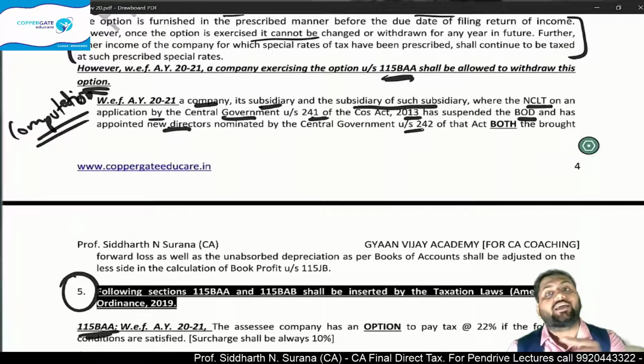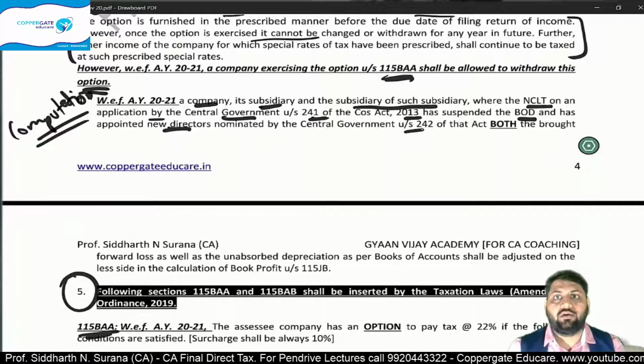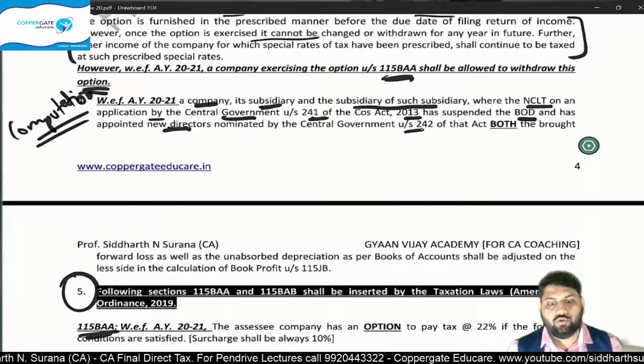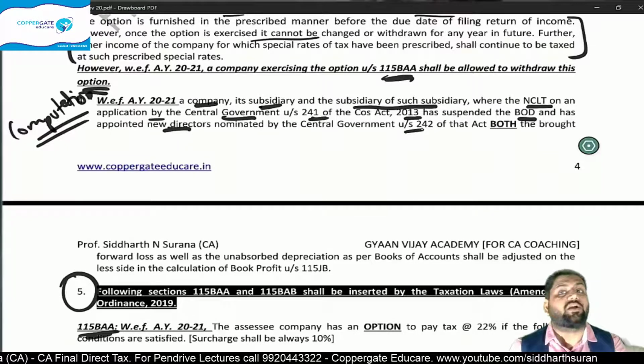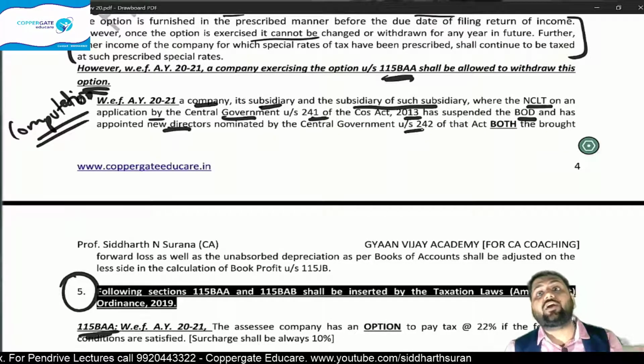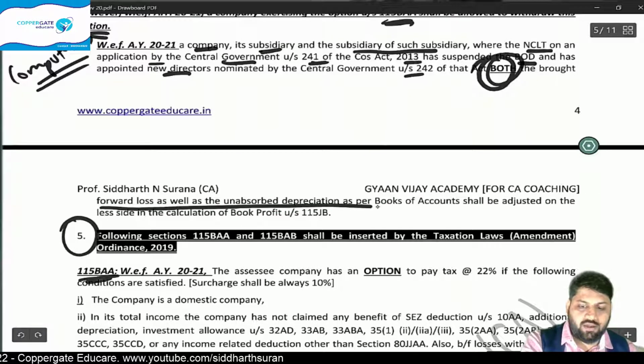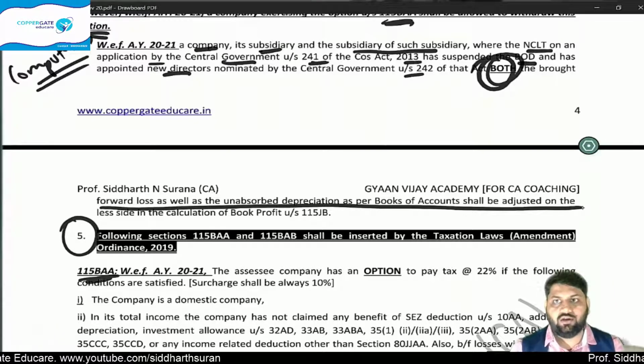Under the company law, under section 241, the board of directors can be suspended on an application made, and NCLT can appoint new directors, that is under section 242. So if that has happened, BOD has been suspended or new directors have been appointed, then for such company, in fact for subsidiary of such company, in fact for subsidiary of subsidiary also, we will adjust both the brought forward loss as well as unabsorbed depreciation. Both will be adjusted.